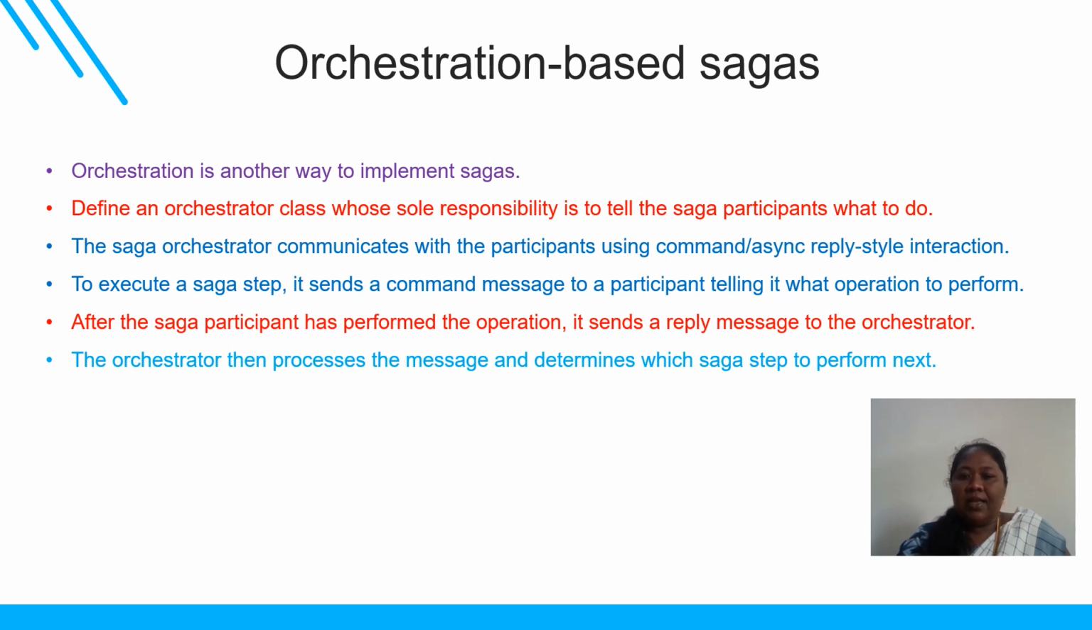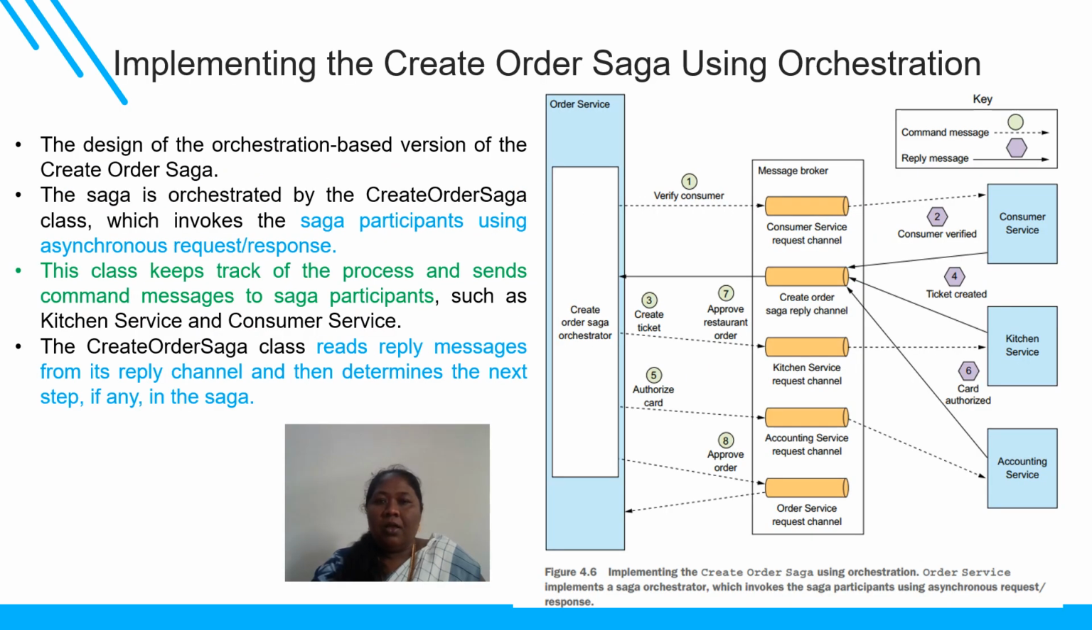So here there is a message which determines which steps are supposed to be performed. For example, this is an orchestration based style. The Saga participants can perform asynchronously with the help of a request and response message. So here the order service will be here.